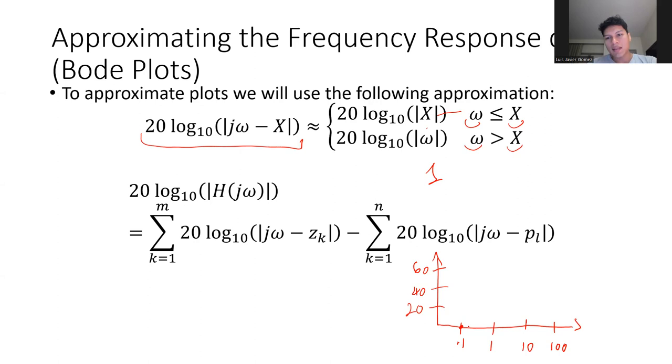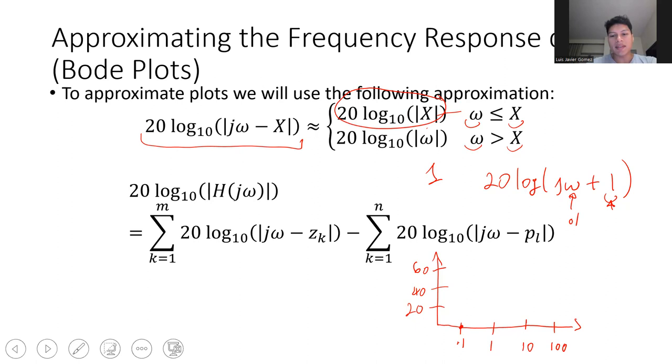So remember, we were trying to plot 20 log of j omega plus 1. If omega is 0.1, is it less or greater than 1? Less. Yeah, so it's less. So basically, we have to use this expression. And since it's 1, the log base 10 of 1 is just equal to 0. So it's going to be 0 at 0.1. But then for any value less than that, it's going to be 0 as well.